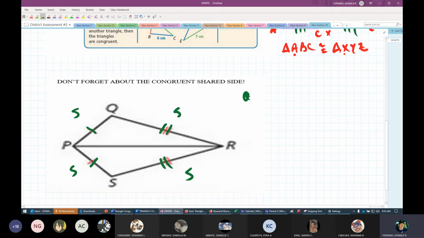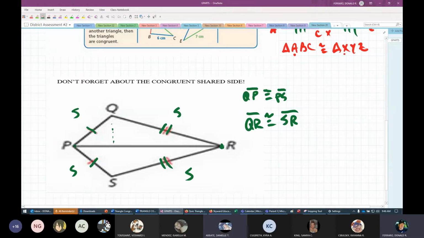So we've got QP is congruent to side PS, and then we've got QR is congruent to SR. Can any of you tell me the third side that's congruent? By show of hands, anybody? Is it the R? Well, remember, we have to name segments with both endpoints. So Q and S? Well, no, because QS is not connected, so that doesn't work. Is it S and S?